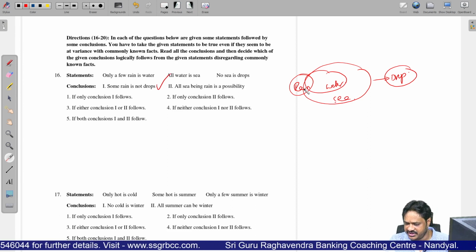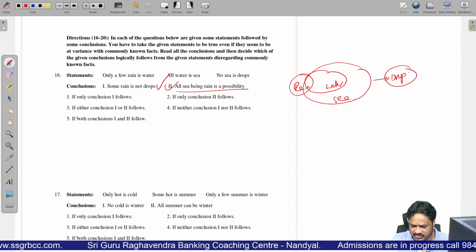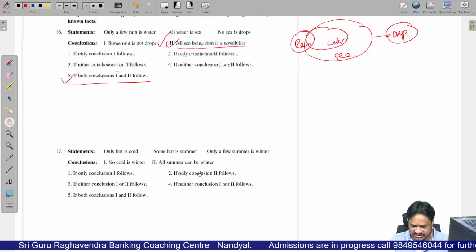All sea being rain is a possibility. Between sea and rain, the relation is some. If some is there, all is a possibility definitely follows. So both 1 and 2 definitely follow. Let us see the next question.